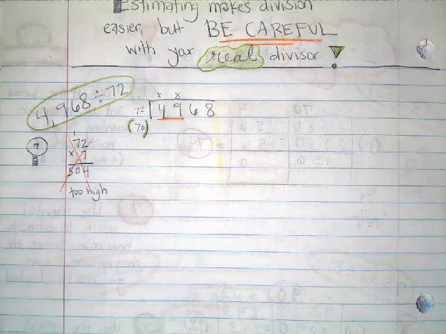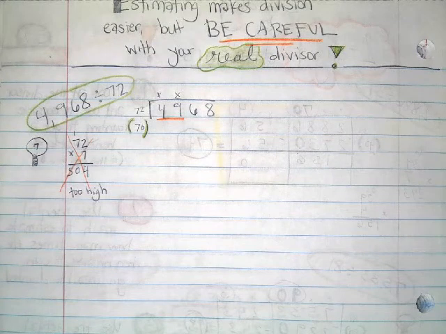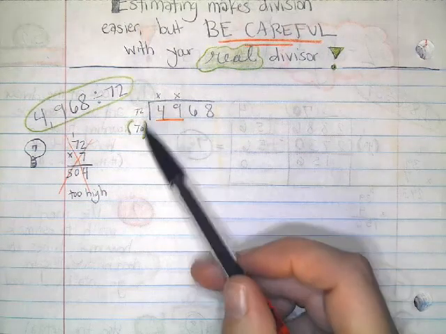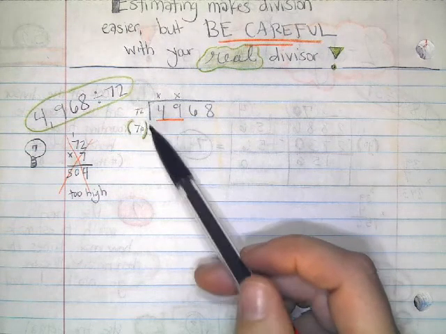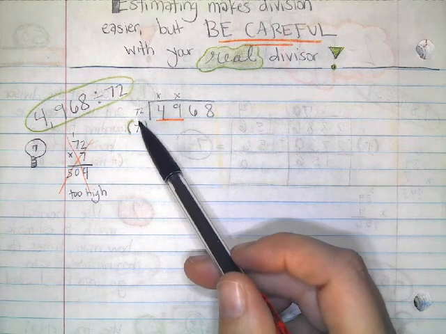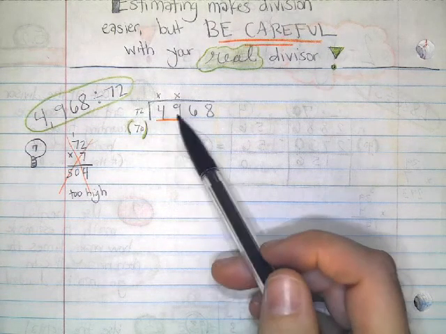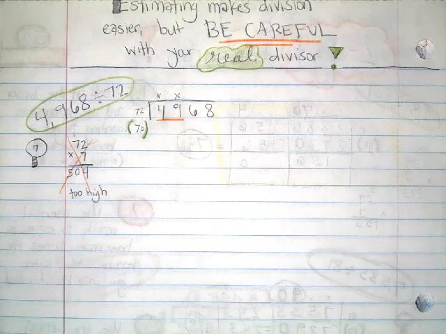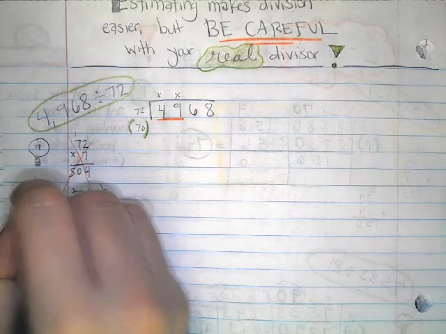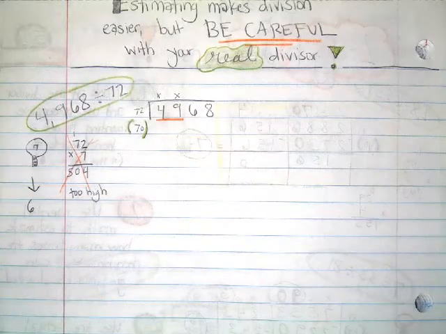Why was our estimate too high that time? I want you to take a good look at it for a minute. Because 70 times 7 would be 490, but 72 times 7 is going to be more. In fact, it's going to be 2 whole groups more of 7. So it's going to be too much. So let's try the next. So this is what happens when it doesn't work. 7 was too high. So then we try 6.